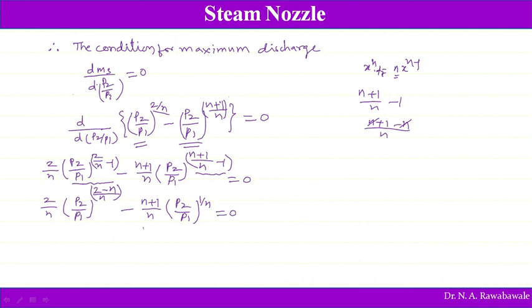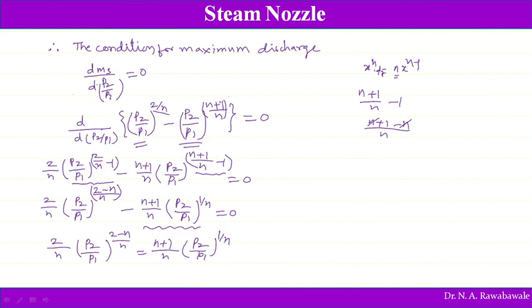So now transferring this term on the right hand side, we can write this as 2 divided by n, p2 divided by p1 to the power of 2 minus n divided by n, which is equal to, this is minus, if we transfer it on the right hand side, then it will become plus. So therefore n plus 1 divided by n, p2 divided by p1 to the power of 1 over n.